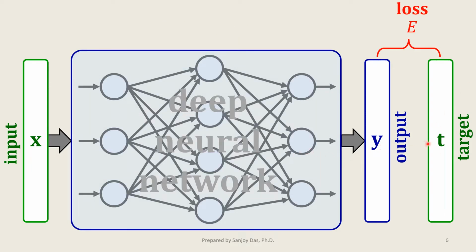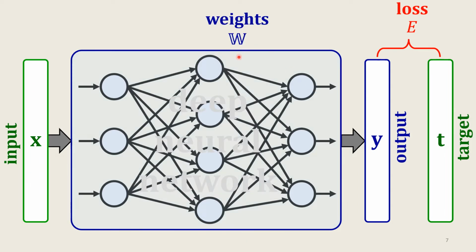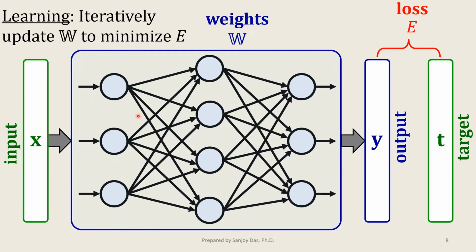The discrepancy between y and t is quantified in terms of the loss E. Now, it could be the sum square error, or it could be something else too. We just keep it general. We'll call it the loss. The neural network is parameterized in terms of a set of weights, which we shall denote as this block W. And when we want to make y as close as possible to t, that is when we want to minimize E, we do so by adjusting iteratively these weights of the neural network.